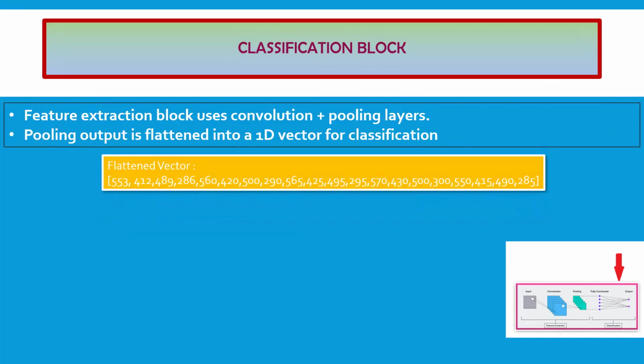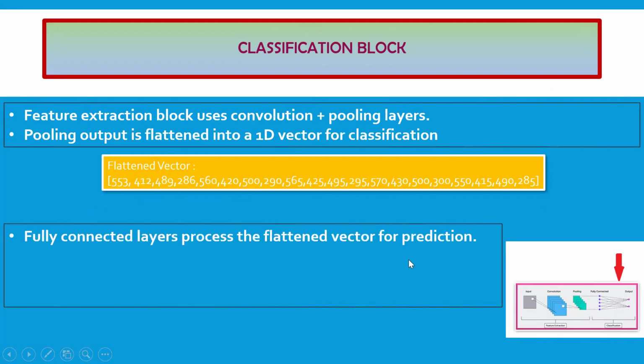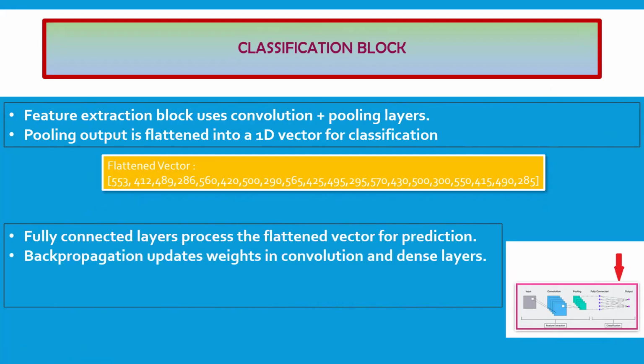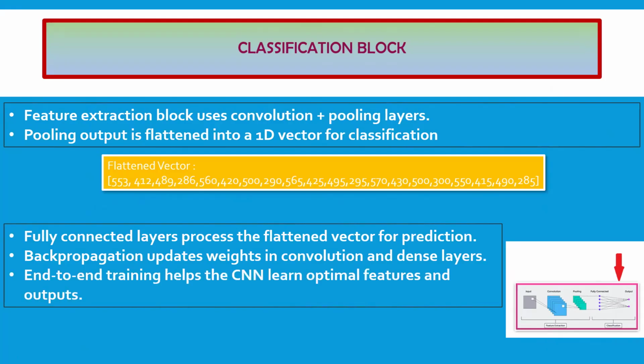Here is what the flattened vector looks like. The vector is then passed into the fully connected layers, which behave like a traditional neural network. These layers learn how to combine the features to make accurate predictions. They adjust the internal weights to minimize the prediction error. Finally, the signal reaches the output layer, which generates the final result, such as class probabilities in an image classification task. So this is the summary.